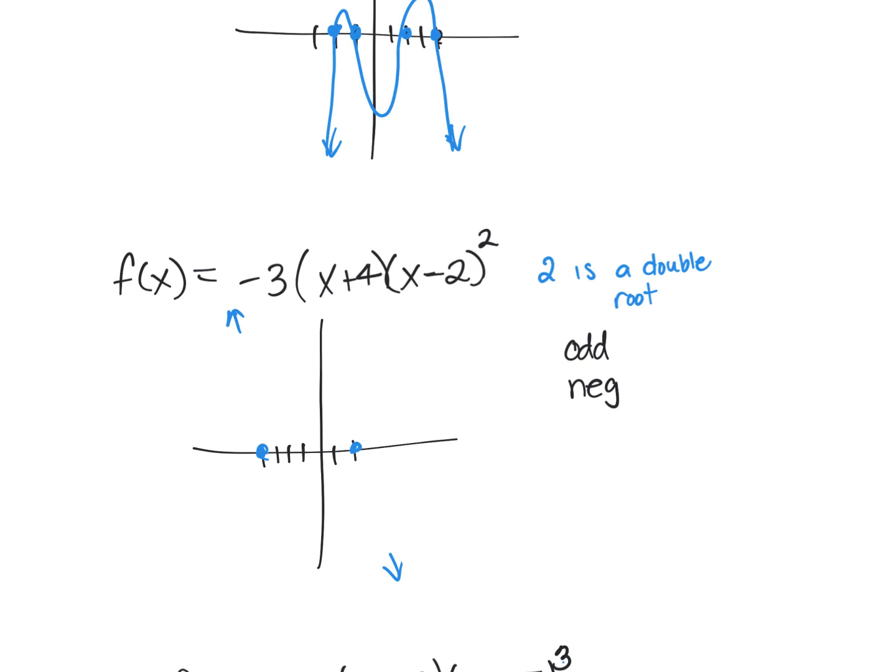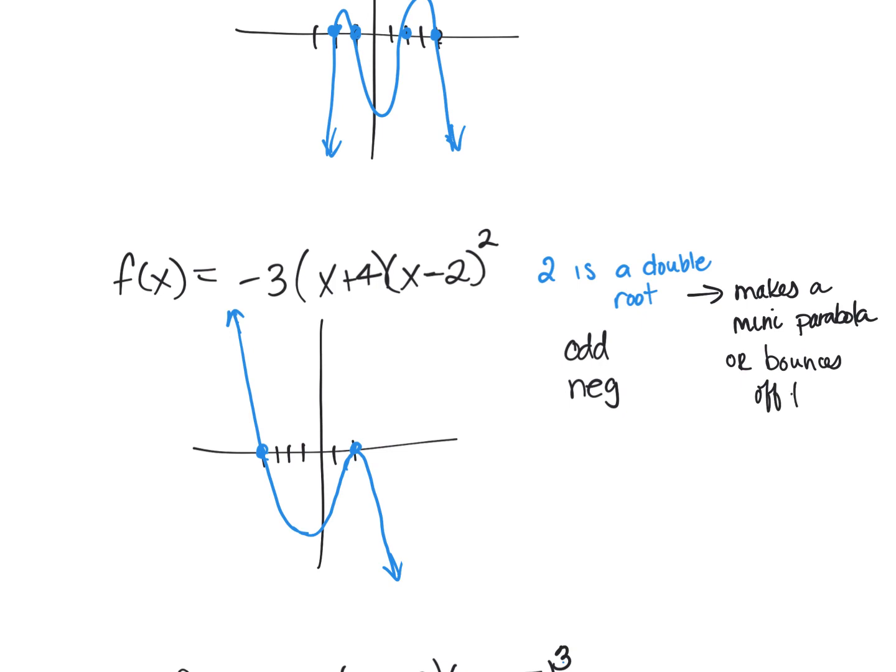Now I'm going to go through my single root, which is negative 4. So I go through that one. But because this is a double root, it wants to go through it twice and it can't. So it bounces off of it, makes its own little mini parabola. And then it connects to my arrow, or it'll turn around and go through other points. So the double root makes a mini parabola. Or, I like to say it bounces off the axis. Yes?